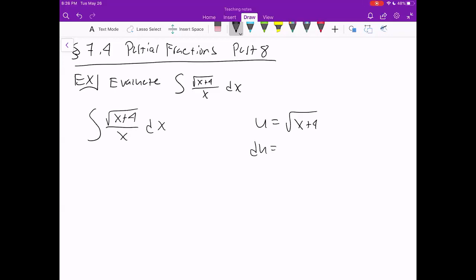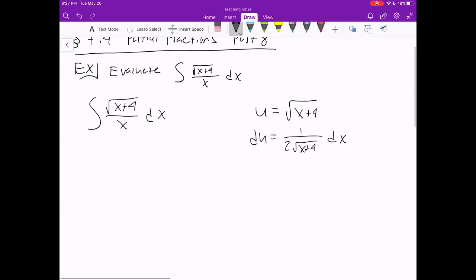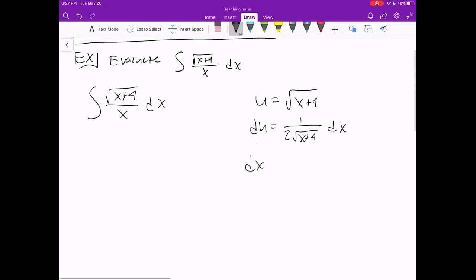That means du is 1 over 2 square root of x plus 4 dx. I've just taken the derivative. If you don't see how that works, check it out. It's just the power rule with a little bit of chain rule there. Okay, so that tells us then that dx is 2 square root of x plus 4 du.